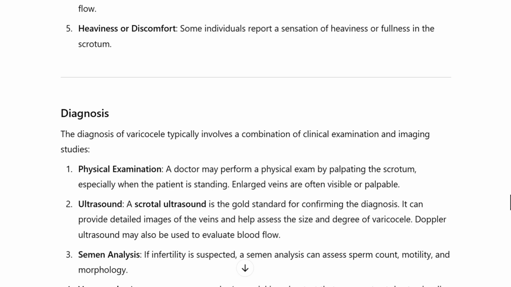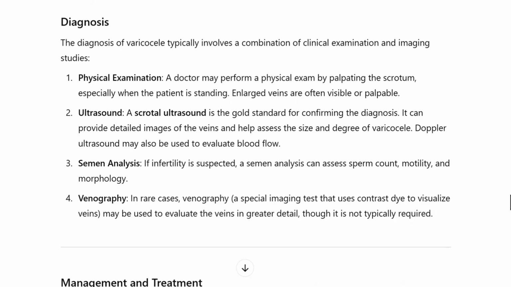Diagnosis. The diagnosis of varicocele typically involves a combination of clinical examination and imaging studies. 1. Physical examination. A doctor may perform a physical exam by palpating the scrotum, especially when the patient is standing. Enlarged veins are often visible or palpable. 2. Ultrasound. A scrotal ultrasound is the gold standard for confirming the diagnosis. It can provide detailed images of the veins and help assess the size and degree of varicocele. Doppler ultrasound may also be used to evaluate blood flow.